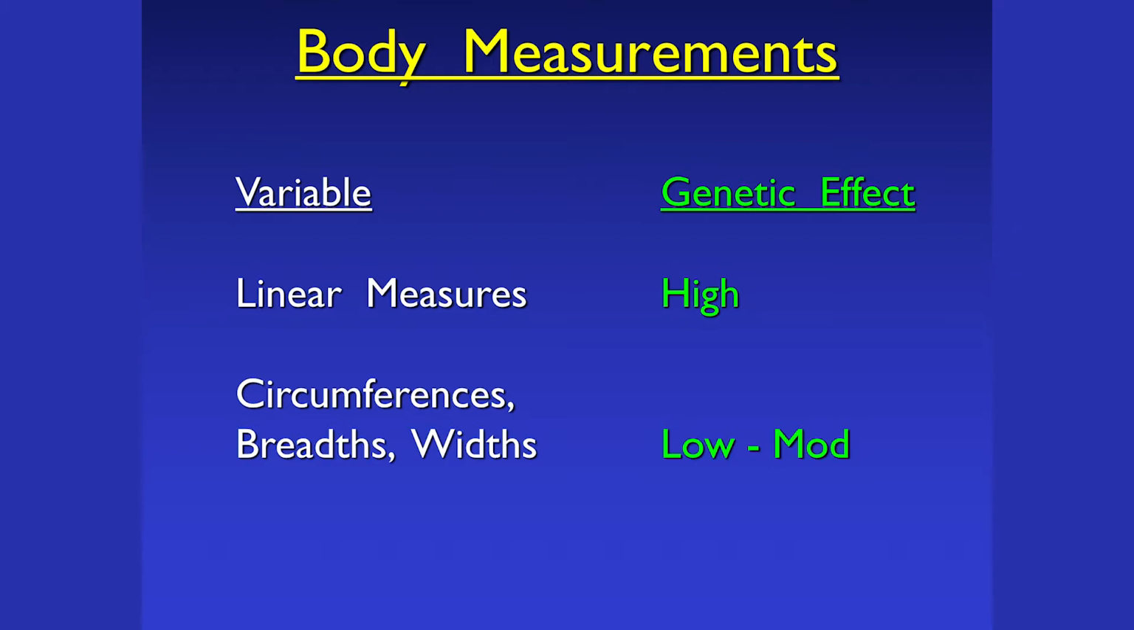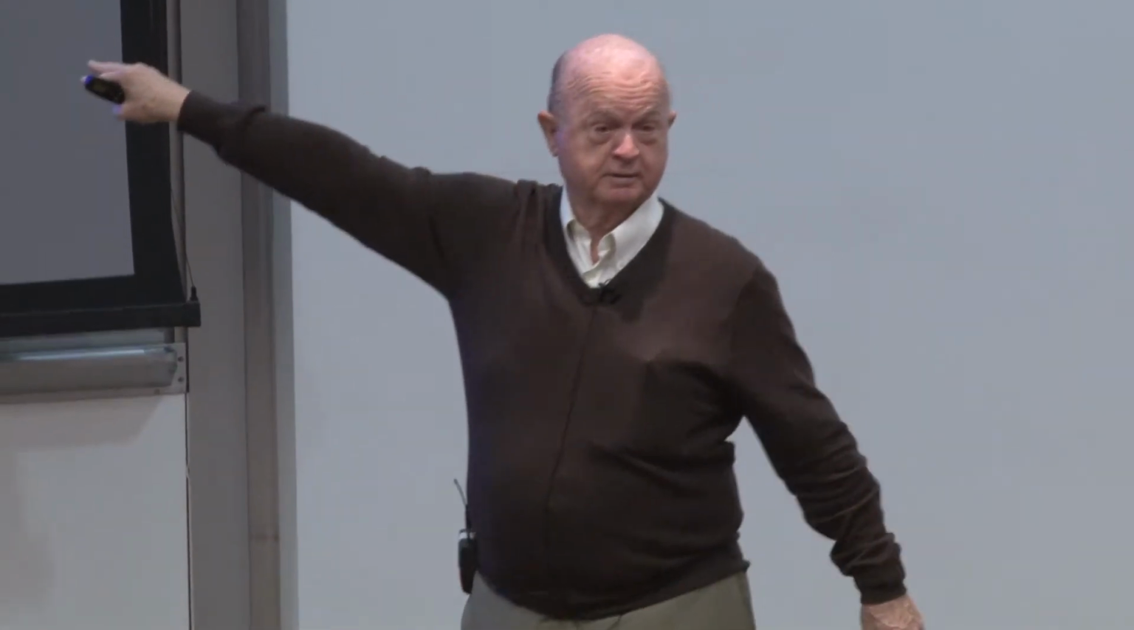But this is a little bit lower because I can increase the circumference of my biceps by lifting weights. I can increase or change the circumference of my waist by the environment. I eat more, I eat less, I can gain or lose weight. So there's still a genetic influence, but it's not as strong.